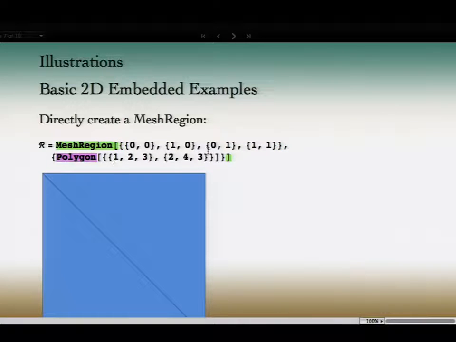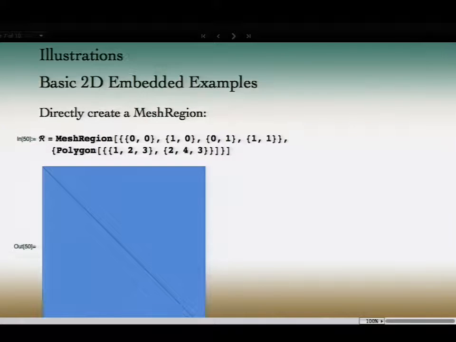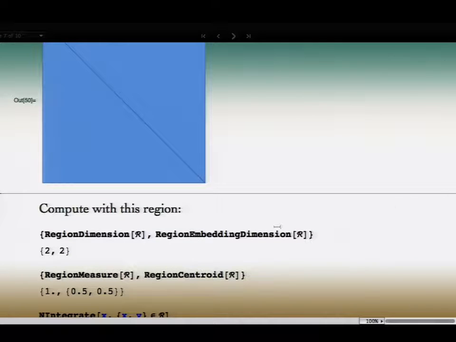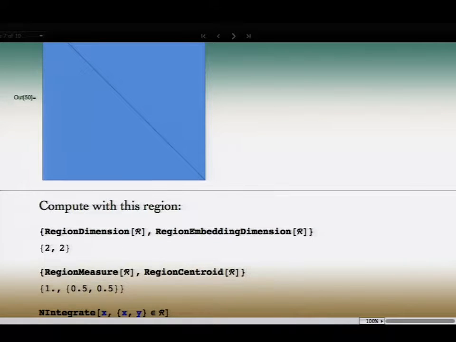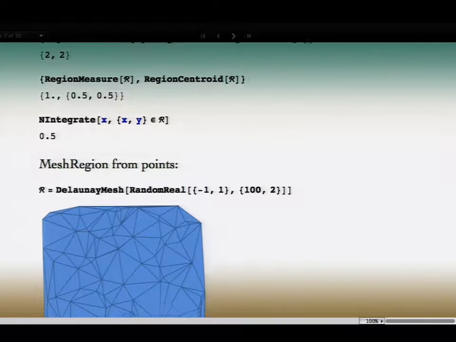There's my list of points, and here are my two cells, which are two triangles in this case. These, like graphs in Mathematica and like images in Mathematica, automatically visualize themselves. But this is a perfectly good region. I can copy-paste it and use it like any other region. All the other properties that we looked at, like dimension and measure and centroid and solvers and so on, work on this region just like the other ones.